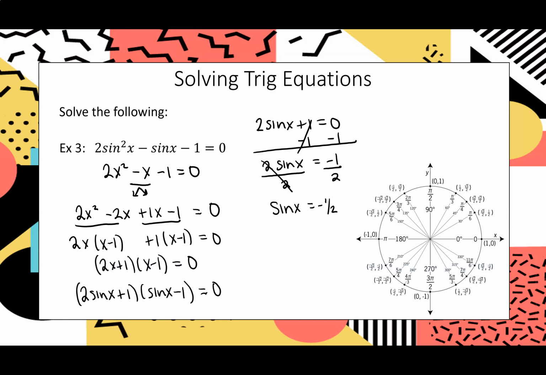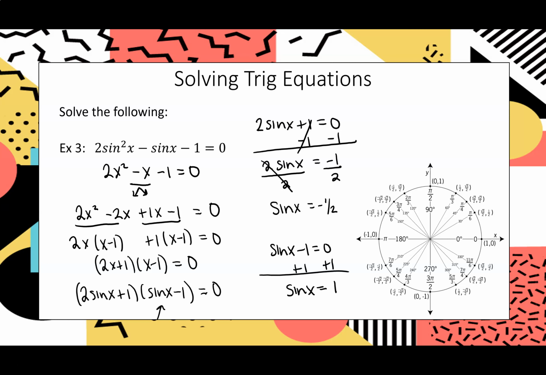All right, let's deal with that at the end. Let's now solve this one for 0. So here I've got sine x minus 1 equals 0. Add 1 to both sides, and I get sine x equals 1.